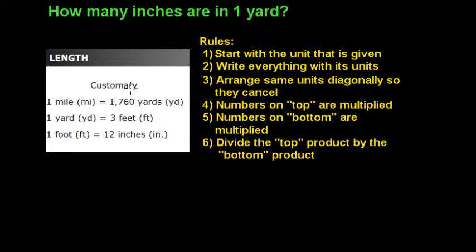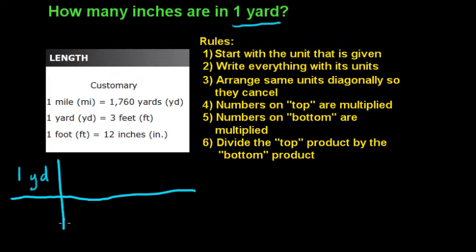The rules are: start with the unit that it's given. We're given 1 yard. When I say start with what's given, I literally mean start with what's given. So we're going to put 1, and yard can be abbreviated YD. So 1 yard. And we're going to make a little picket fence here. That's why I call it the picket fence method.